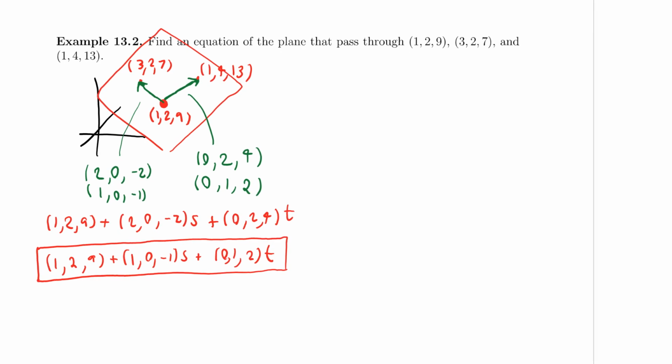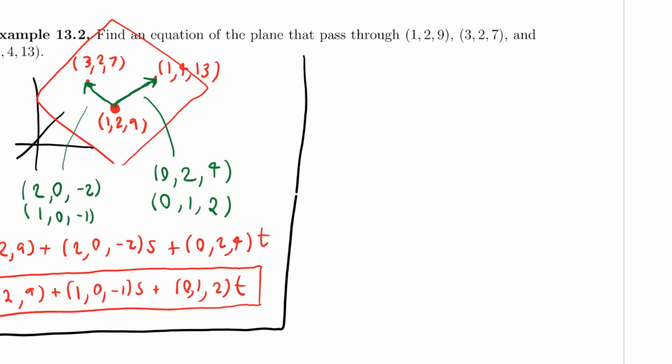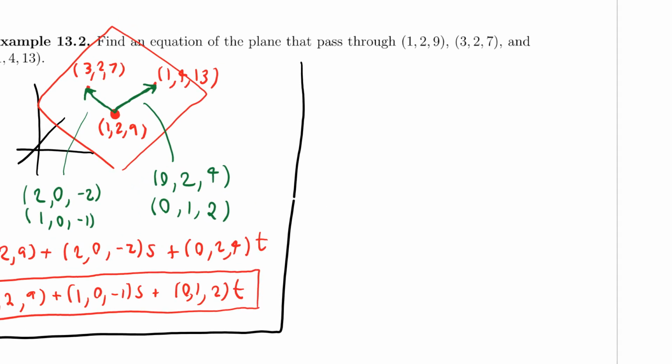Now, let me show you two other ways that we can obtain the equation for this plane. We knew that the two green vectors here lie on the plane, right? So let me kind of imagine that.